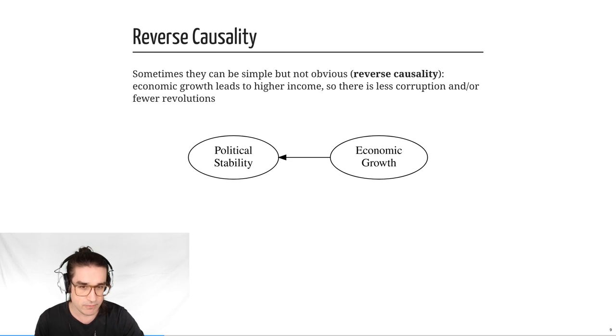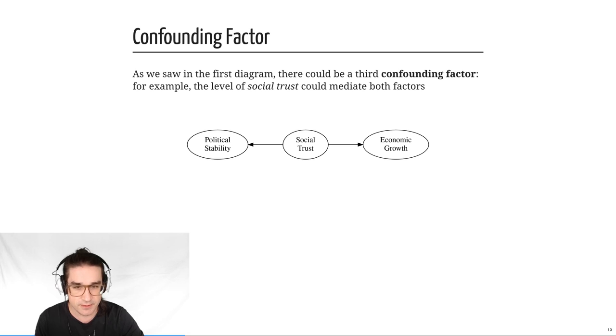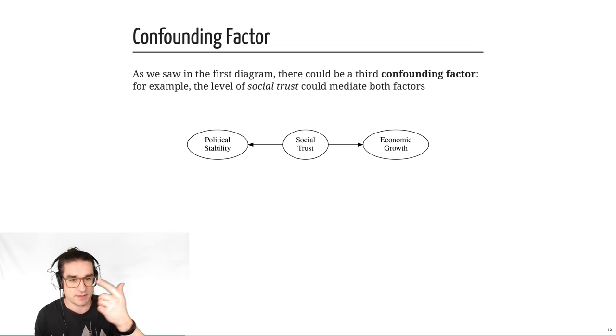If the true state of the world was the reverse causality story, then if you ran a regression, you'd still see a positive relationship. Okay, and then the third one, well, they're all going to have that property. Okay, so the third one I'm going to call a confounding factor. So this is sort of the analog of what we saw before.